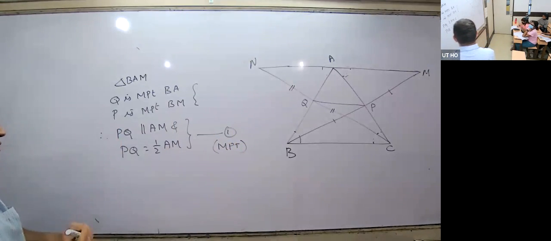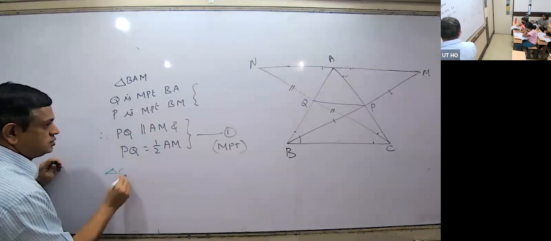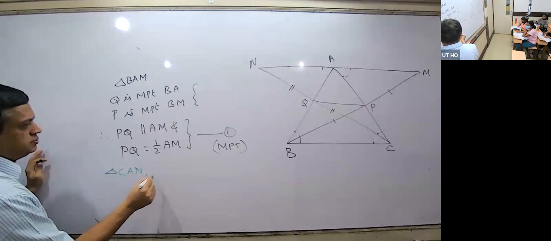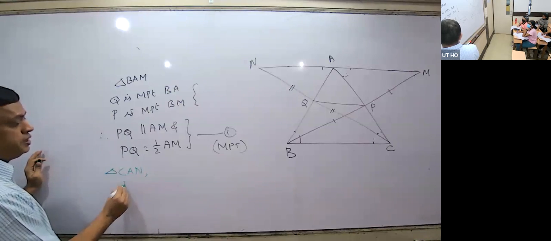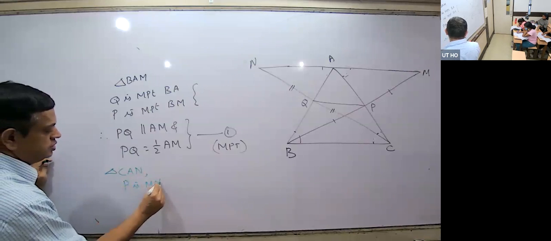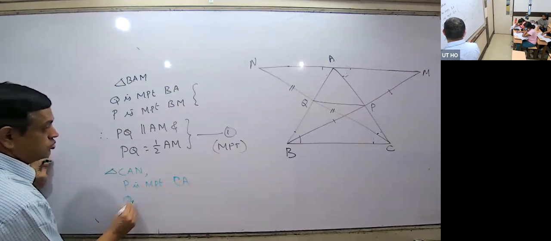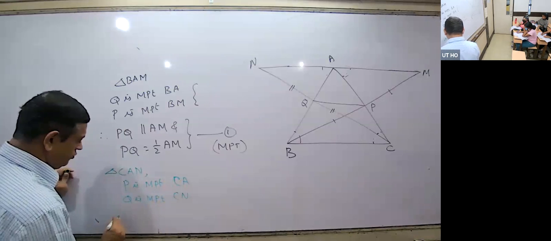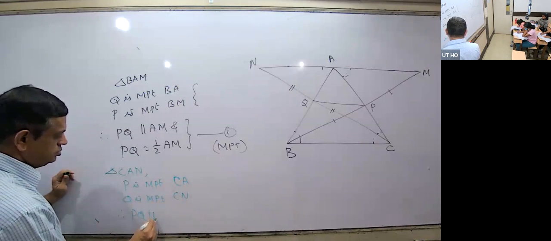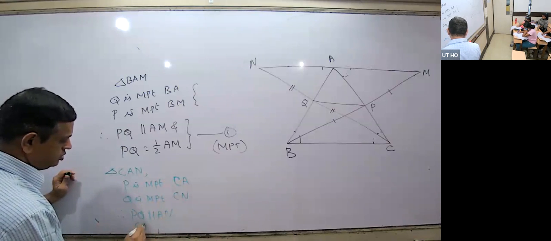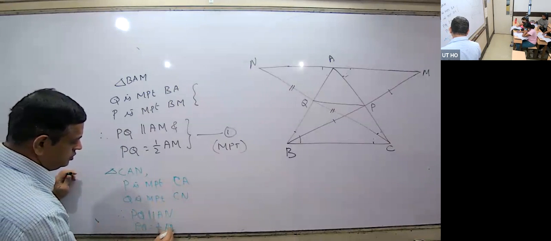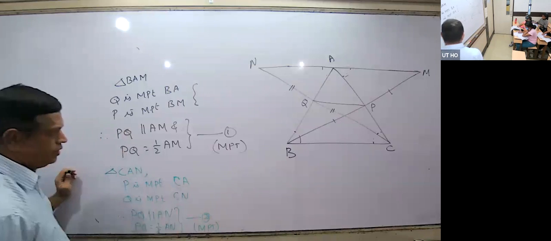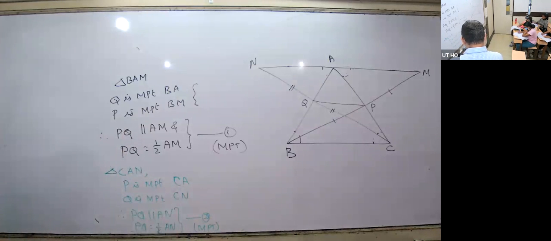Done? Yes. Next, in triangle CAN, P is the midpoint of CA and Q is the midpoint of CN. Therefore, PQ is parallel to AN and PQ is equal to half AN. Second condition, midpoint theorem. All of you followed? Yes. From 1 and 2.